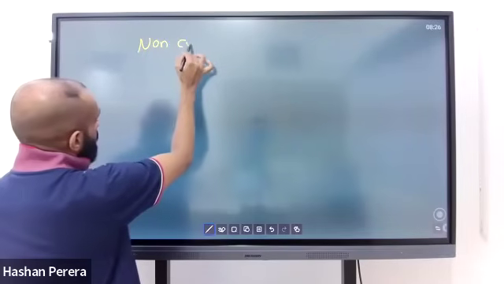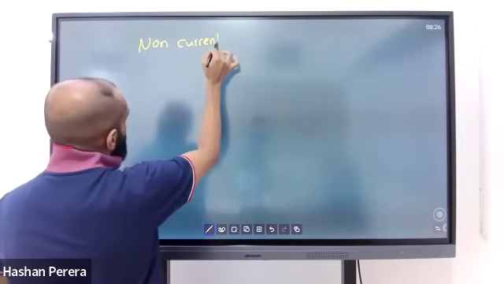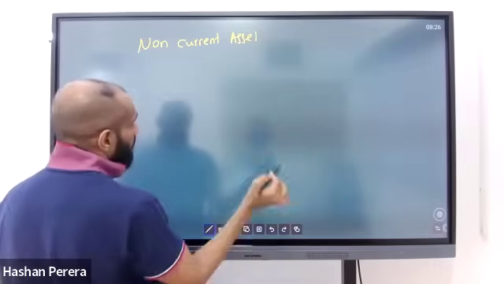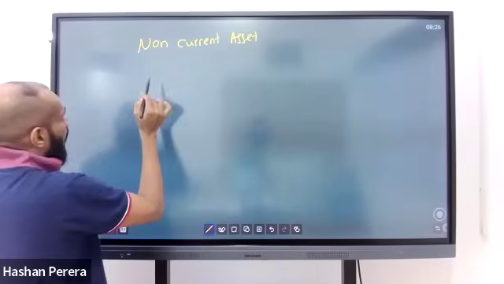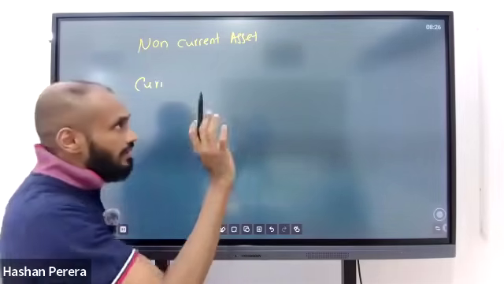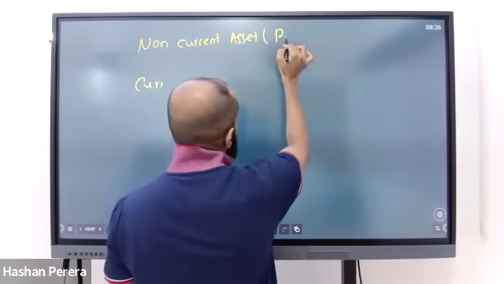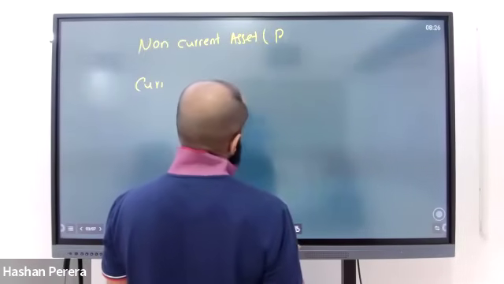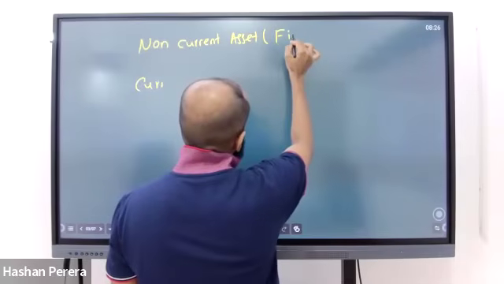Non-current assets, and in brackets, fixed assets.